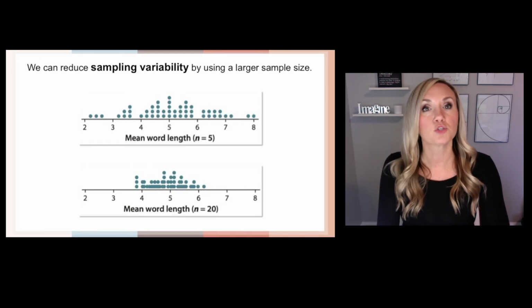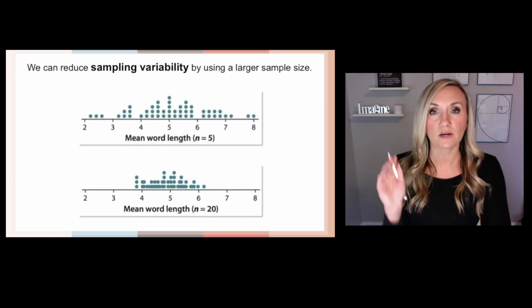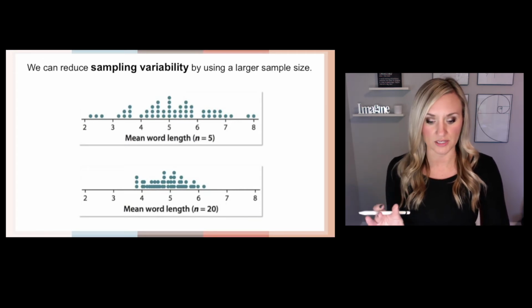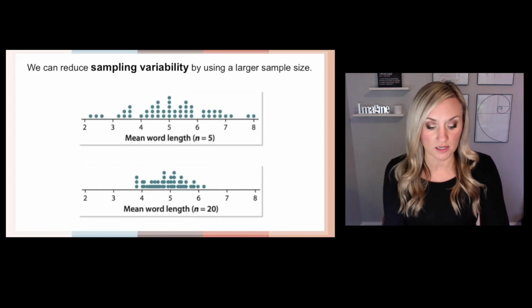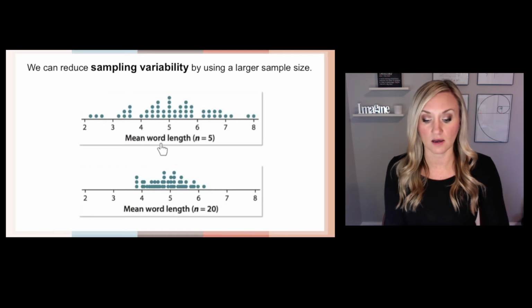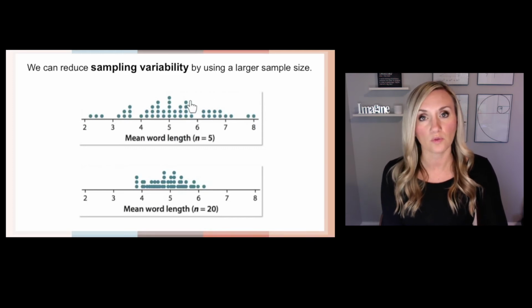Take for instance, the other day, we were counting how long the words are, the letters in the words, in the Gettysburg Address. The first example here, this dot plot, was the mean word length when we were taking a sample of 5. Remember, you had to randomly take a sample of 5 and find the mean. Each dot is a mean of 5 words, and it spreads pretty far. Look at the variability here. You're going from 2 all the way to 8.